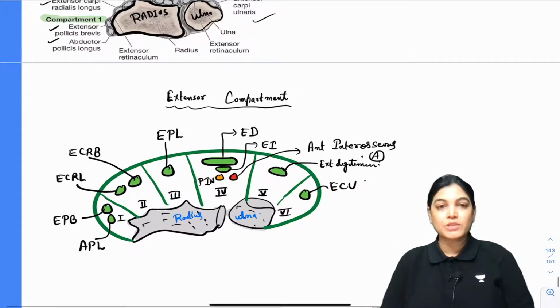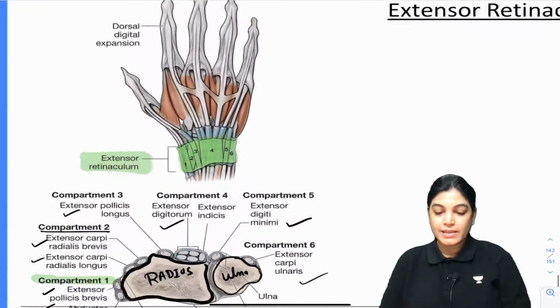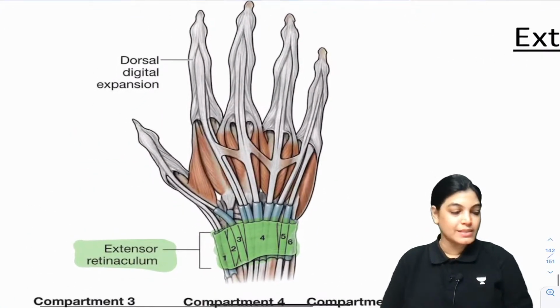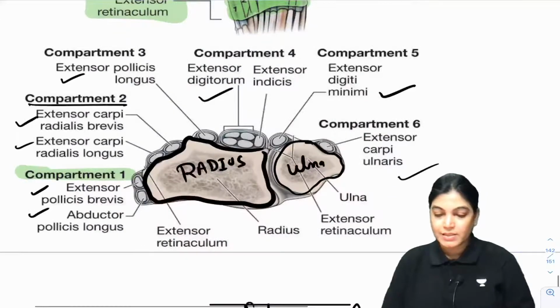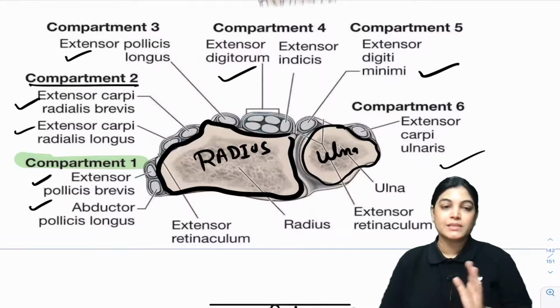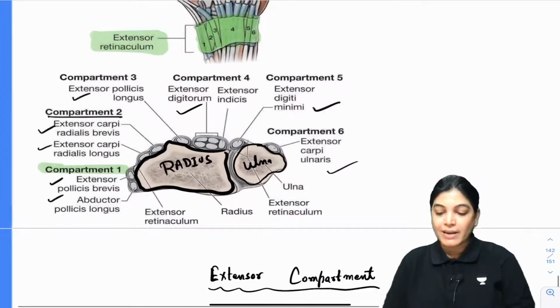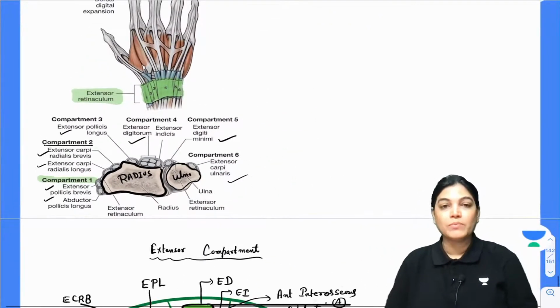This is the diagram just to make you understand, and this is exactly the extensor compartment. This is the extensor retinaculum. Below the extensor retinaculum, the space is showing the extensor compartments and the structures passing through each individual compartment. Compartments 1st to 6th, it is important that you should know. Okay. So that is from lateral to medial.